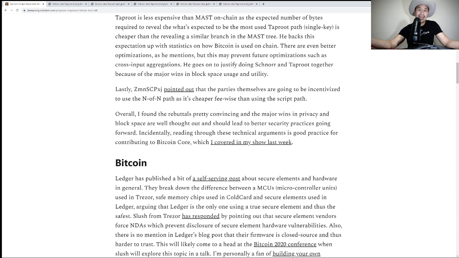But I came away convinced by the rebuttals that launching these two specifically hits the sweet spot between doing too few things, being very conservative and releasing things very slowly, one thing at a time, versus the other extreme of releasing everything at once and getting a lot of features. So I think we're hitting the sweet spot because we're getting a lot of the privacy benefits out of Taproot.